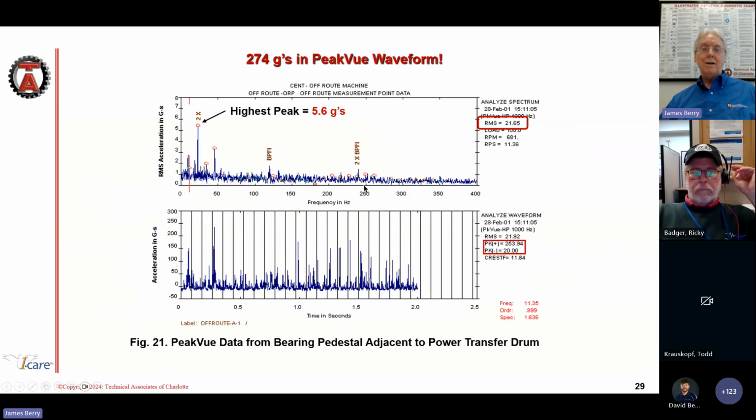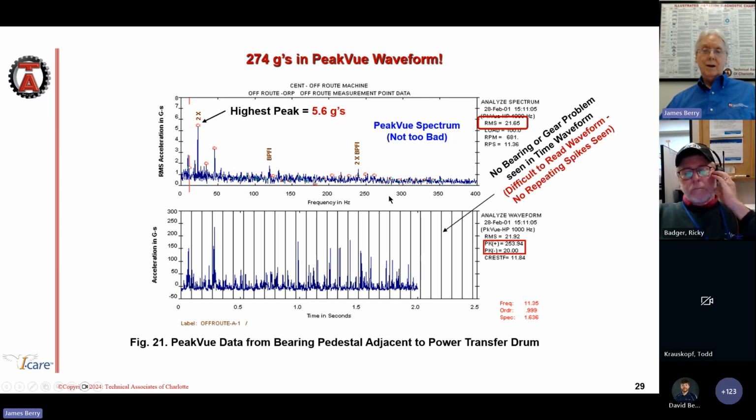So let's go take a look at it. We're looking at the highest peak in the spectrum, about 5.6 Gs, from something called PeakVue, a high frequency enveloping technique. And in PeakVue, we're looking at the spectrum, and it says not too bad. Okay, not too bad. And you look at the waveform. Well, there's no bearing or gear problem. No, wait a minute. No bearing or gear problem.